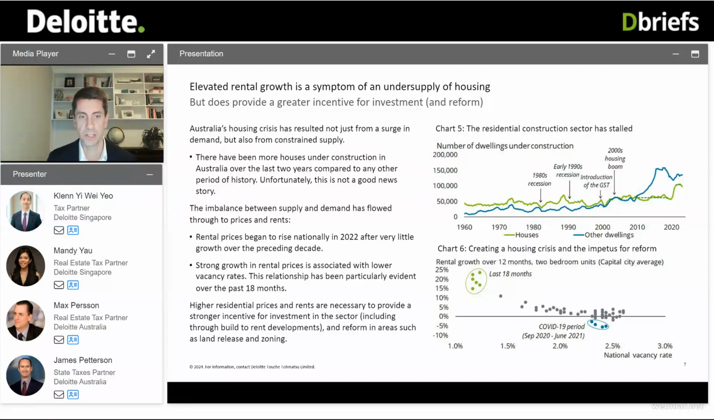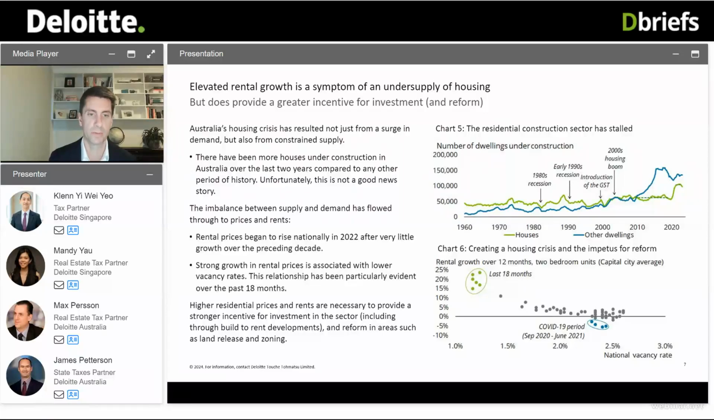Because of very strong population growth and relatively weak supply, the vacancy rate for Australian property has been very low and rental growth has been quite high. That relationship is shown in chart 6 here on this slide. We're currently seeing very low rental vacancy rates and extremely high rates of growth in rental prices. That really is the definition of a housing crisis, and is what Australia is experiencing at the moment.